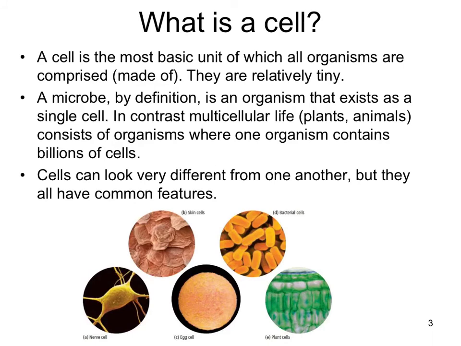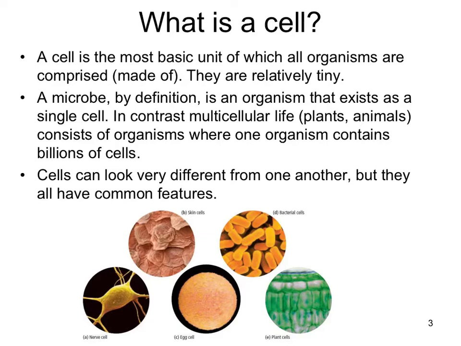A cell can be defined as the most basic unit of which all organisms are comprised or made. They are relatively tiny. I'll talk more about that in a moment. A microbe, by definition, is an organism that exists as a single cell. In contrast, multicellular life, such as the plants and animals, consists of organisms where one organism contains billions of cells. Cells can look very different from one another, but they all have common features. Examples of differing cell appearances are shown here in the variety of cells depicted in the figure.